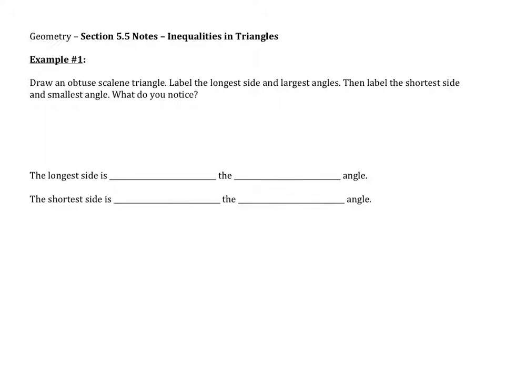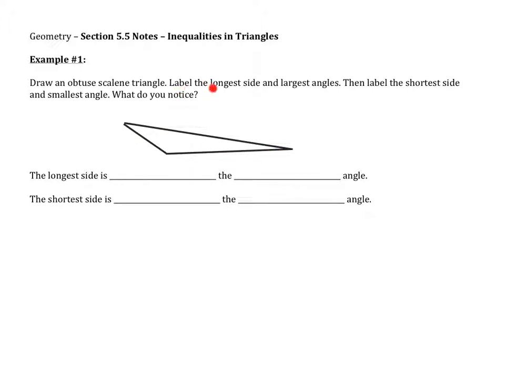What do you notice? First, we need to remember what an obtuse scalene triangle is. So remember, obtuse means it has an obtuse angle in it, and scalene means that none of the sides are equal. So I'm going to draw a triangle with an obtuse angle with no sides congruent. So here's my obtuse scalene triangle. I have the obtuse angle right here, and none of the sides are congruent, making it scalene.